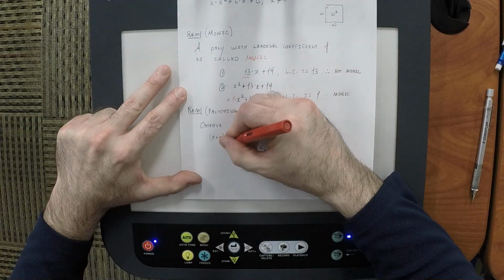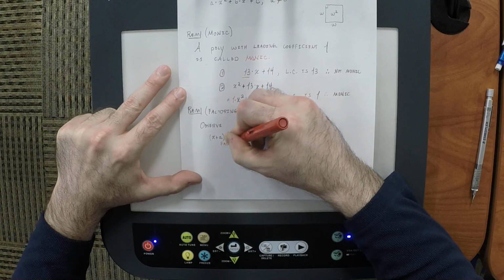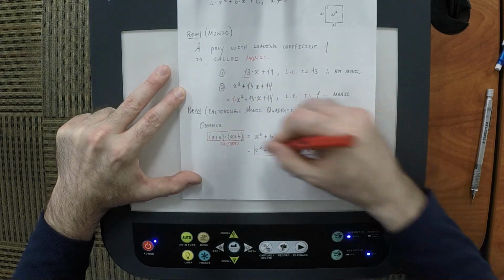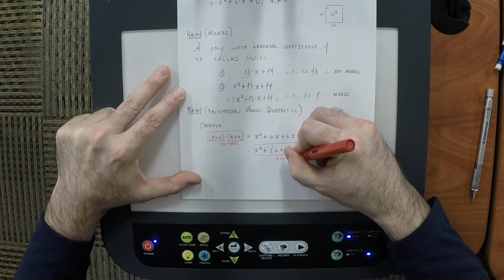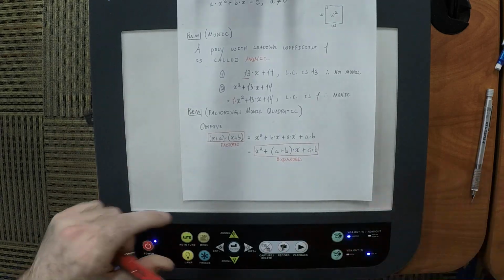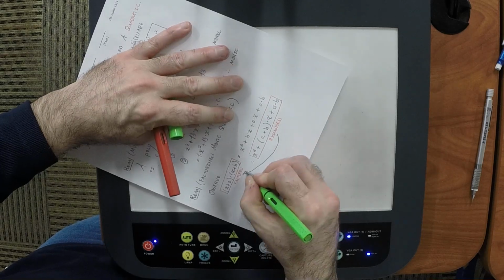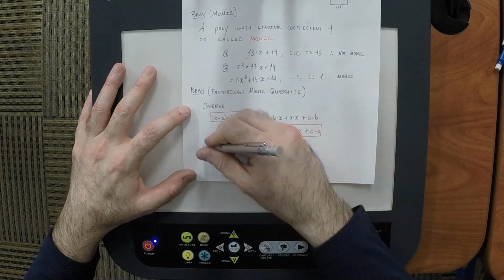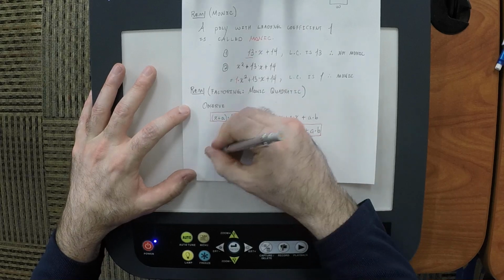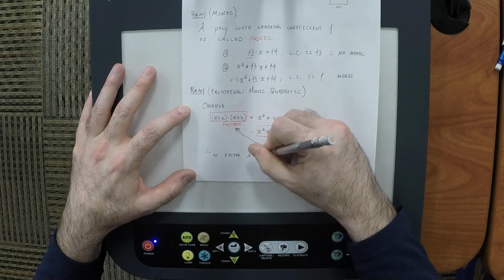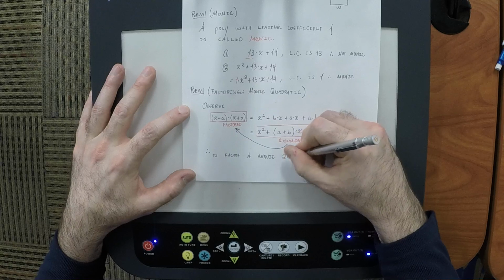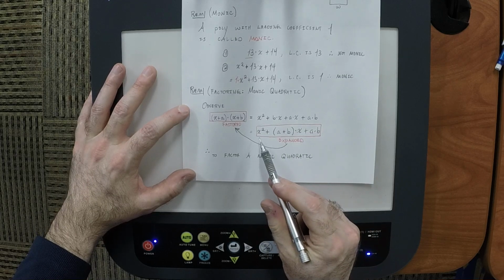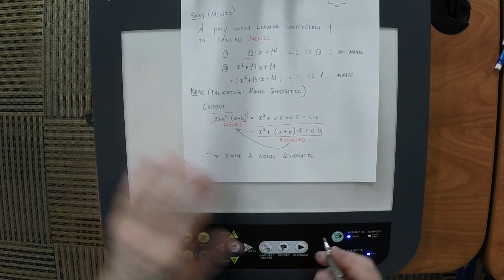Now this representation is factored, and this one is expanded. What I'm telling you is that we're going to do this operation in reverse. I'm going to start you here, and you have to proceed that way. Therefore, to factor a monic quadratic, observe that this expanded thing is monic because its leading coefficient is 1, and it's a quadratic because its degree is 2.